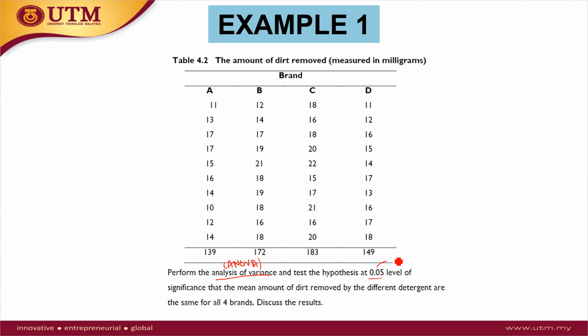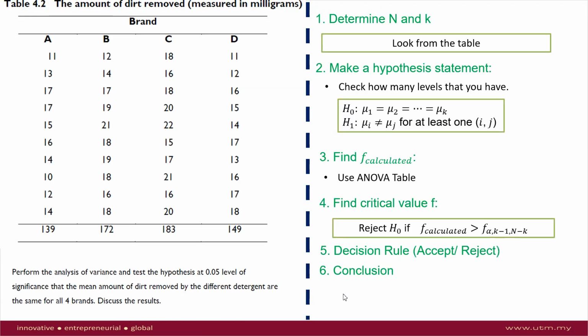That means this one is for alpha. They want you to test for the mu: the mean amount of dirt removed by the different detergents are the same for all 4 brands. Then discuss the results. To answer these questions, there are several steps that we need to perform. First, we need to determine the value of N and K. Both N and K we can obtain from the table.